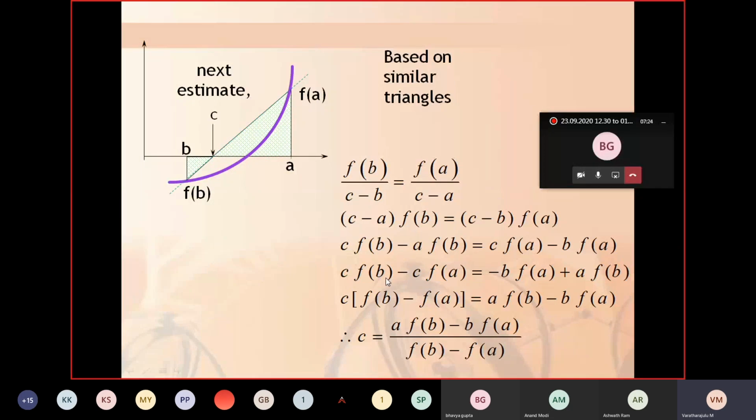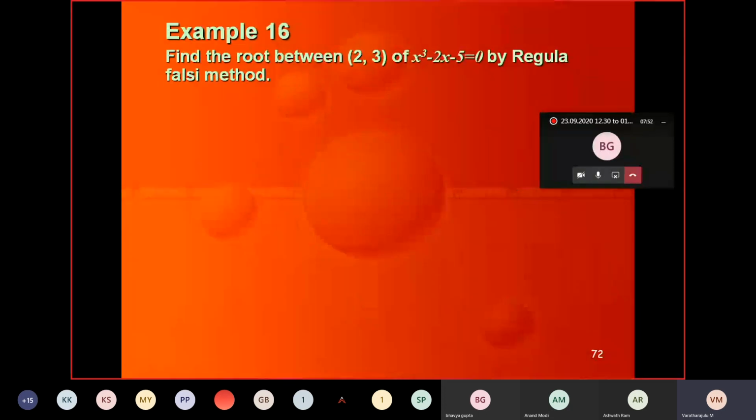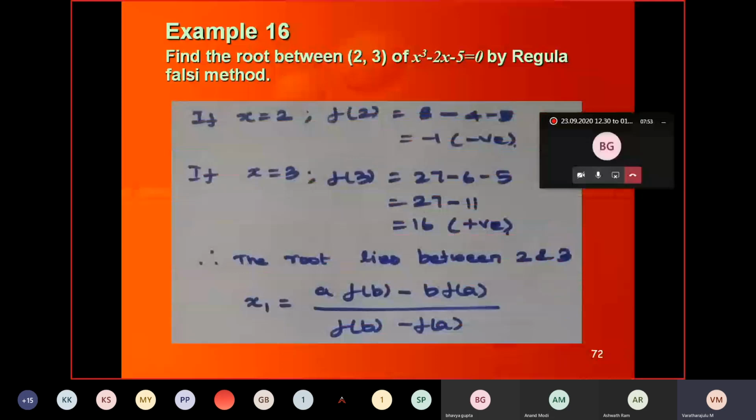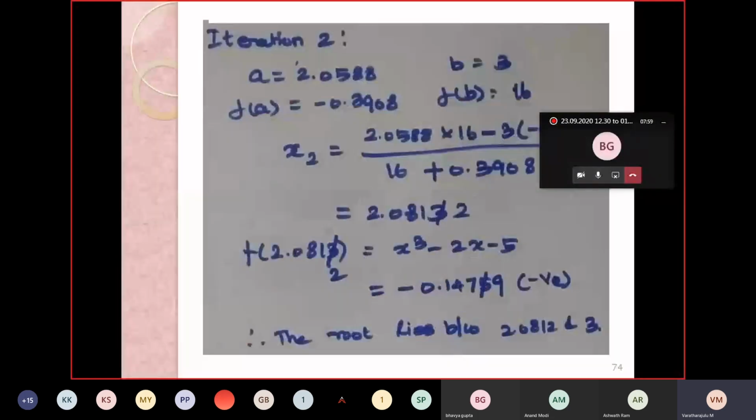On the RHS we have A f of B minus B f of A, and having C on one side, we get C equal to A f of B minus B f of A divided by f of B minus f of A. This is the required formula to solve using the regula falsi method, and that is what we did yesterday. The problem we solved yesterday was x cube minus 2x minus 5 is equal to 0. We found the results with two-digit accuracy.